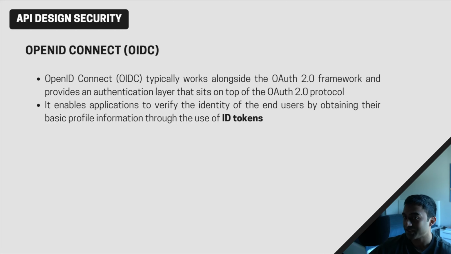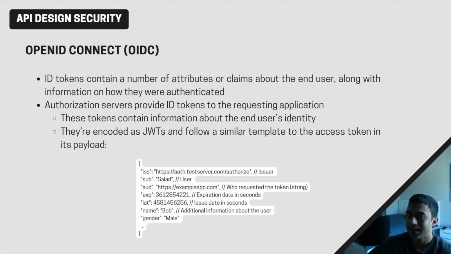It enables applications to verify the identity of the end users by obtaining their basic profile information through the use of ID tokens. And ID tokens contain a number of attributes or claims about the end user along with information on how they were authenticated. Authorization servers provide ID tokens to the requesting application. These tokens contain information about the end user's identity. They're encoded as JWTs and follow a similar template to the access token in its payload. So below you can see information like the user, who's requesting the token, other information about the user like their name, gender, things like that.